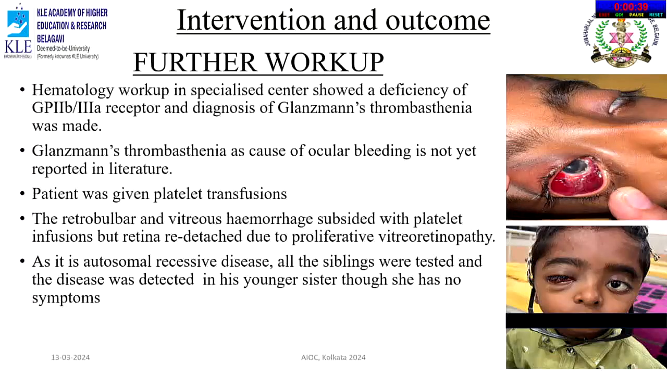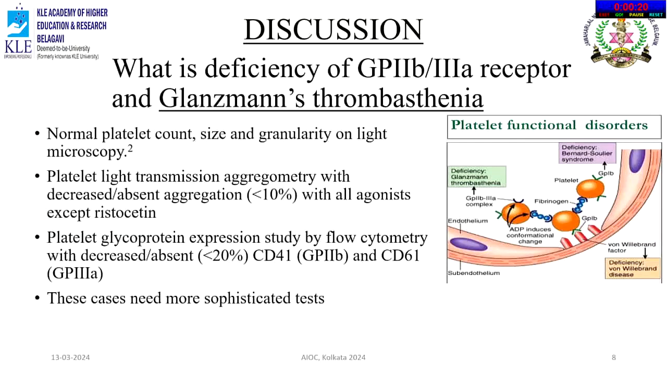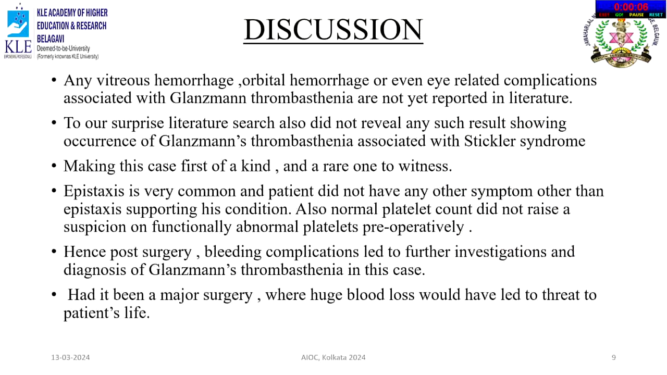Glanzmann thrombasthenia as a cause of ocular bleeding is not yet reported in literature. Patient was given platelet transfusions. Retrobulbar and vitreous hemorrhage subsided with platelet infusions, but retina remained redetached due to proliferative vitreoretinopathy. As it is an autosomal recessive disease, all siblings were tested, and his younger sister, with no symptoms, also had a similar Glanzmann thrombasthenia diagnosis. Normal platelet count, size, and granularity on light microscopy will be present in such patients, but these cases will need more sophisticated tests. Any vitreous hemorrhage, orbital hemorrhage, or even eye-related complications associated with Glanzmann thrombasthenia are not yet reported in literature.